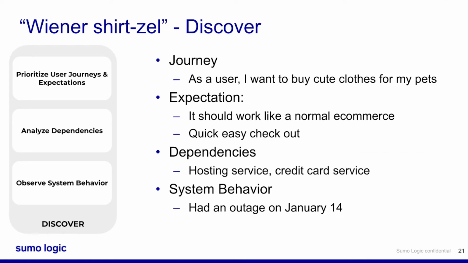The first step is the discovery phase, and we want to identify the user journey. As a user, I want to buy cute clothes for my pets. Sounds pretty reasonable. What expectations do we have around that user journey? It should work like a normal e-commerce website with quick and easy checkout. Also sounds pretty reasonable.